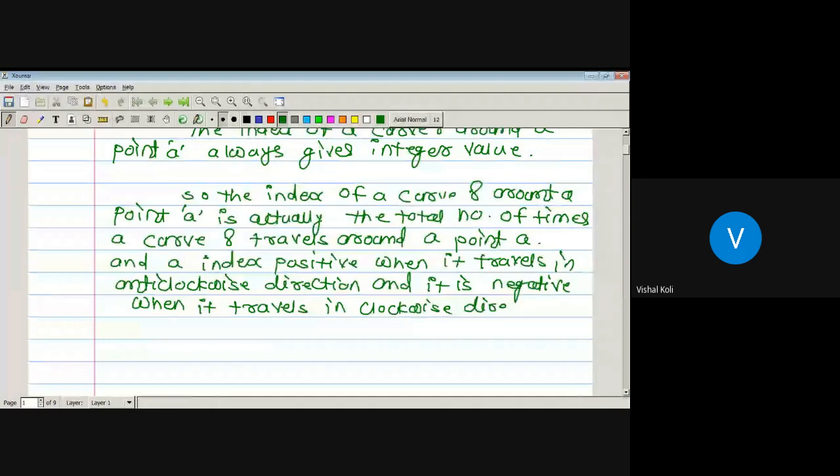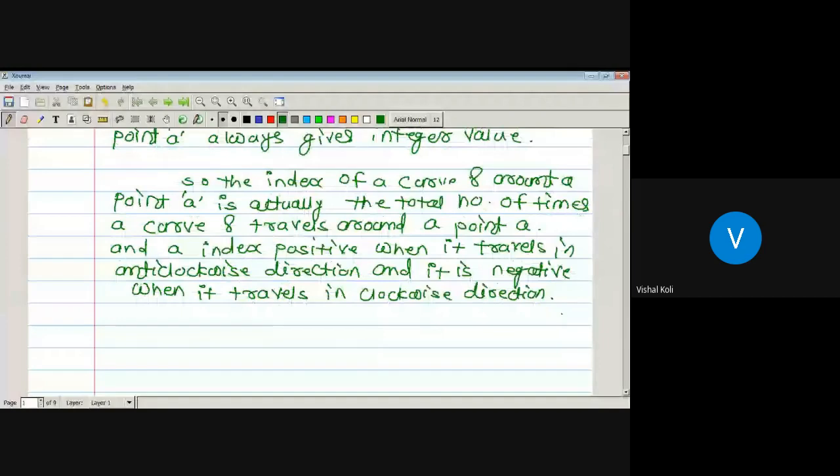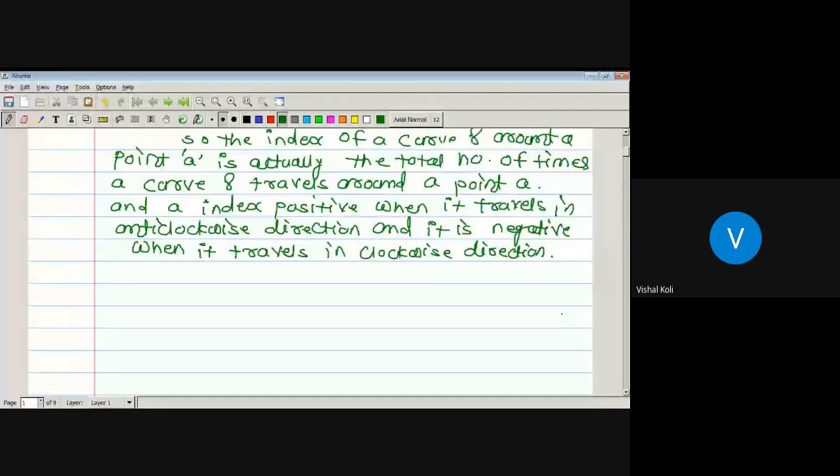Okay, so what is the index of a curve around a point A? Here we have to find out how many times our given curve travels around that particular point, and if it travels in a clockwise direction, then it is negative, and if it is in anti-clockwise direction, then it must be positive.